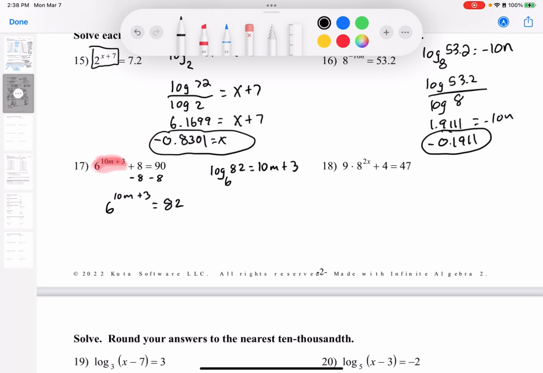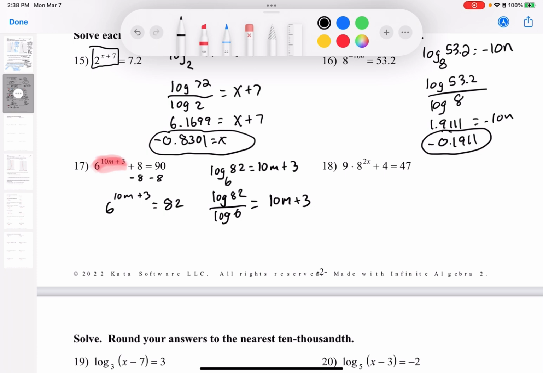So that's what I'm going to do. I'm going to go log of 82. This is the change of base formula, so the log of 82 divided by the log of 6. And when I do that, I get 2.4594. I'm not going to write that down, I'm just going to leave that decimal like that. I'll go ahead and subtract 3 from both sides. That gives me negative 0.54056. And then I need to divide that by 10, and that will give me my solution.